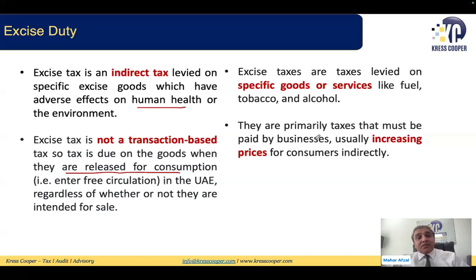This is applicable on specific goods and services, not every good and service, like fuel, tobacco, and alcohol. The objective is basically to increase the prices of goods which are harmful for humans so that their utilization is reduced. And if people are still using them, they need to pay a premium, which will go to the government. The government will spend it on public spending.